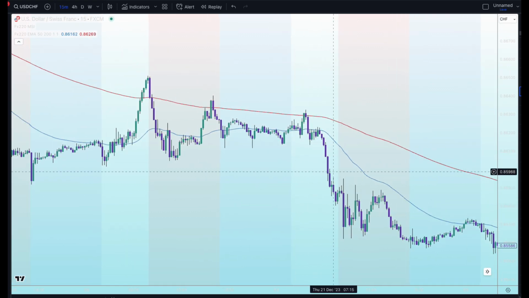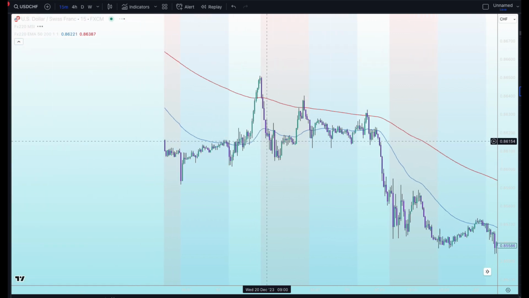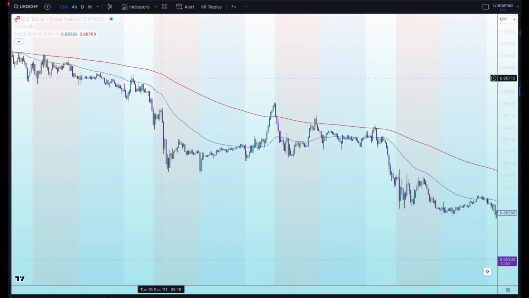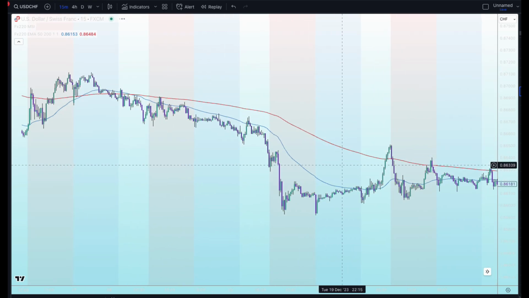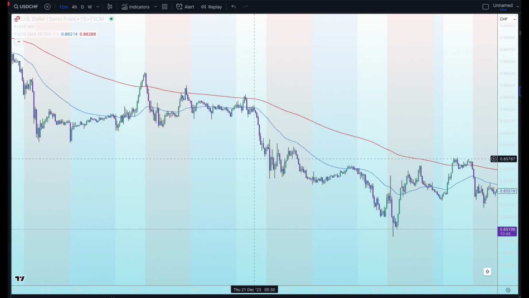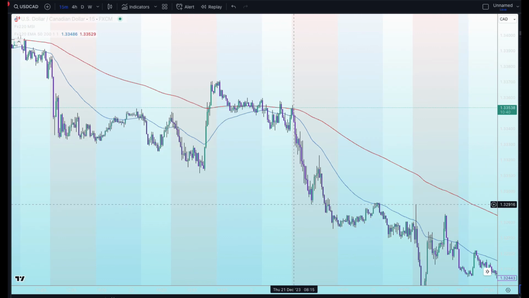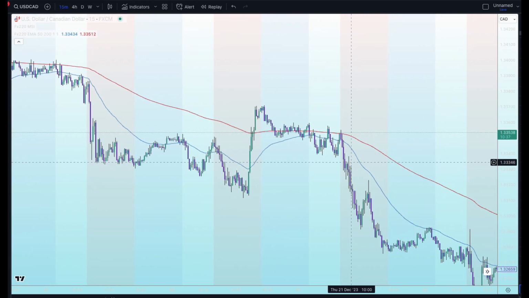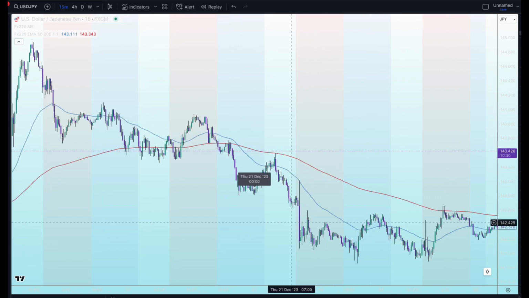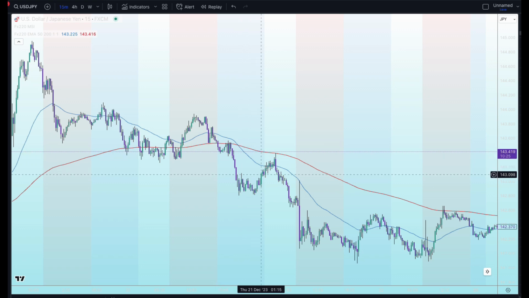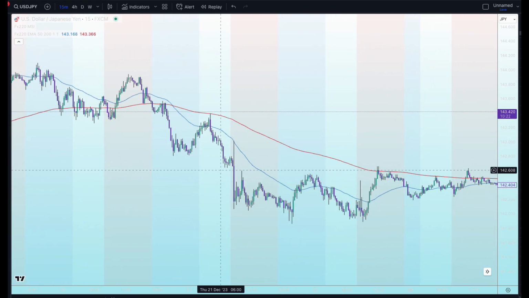As you can see, we took the trade around here. The US dollar 50 EMA was below the 200 EMA, indicating a downtrend. So the USD CHF is weak. Let's look at the USD CAD. On the 21st, this is when we took that short on GBP USD. It's also in a downtrend. USD JPY, same thing. It also had an EMA cross, 50 EMA below the 200 EMA, indicating a downtrend. So we see dollar weakness.